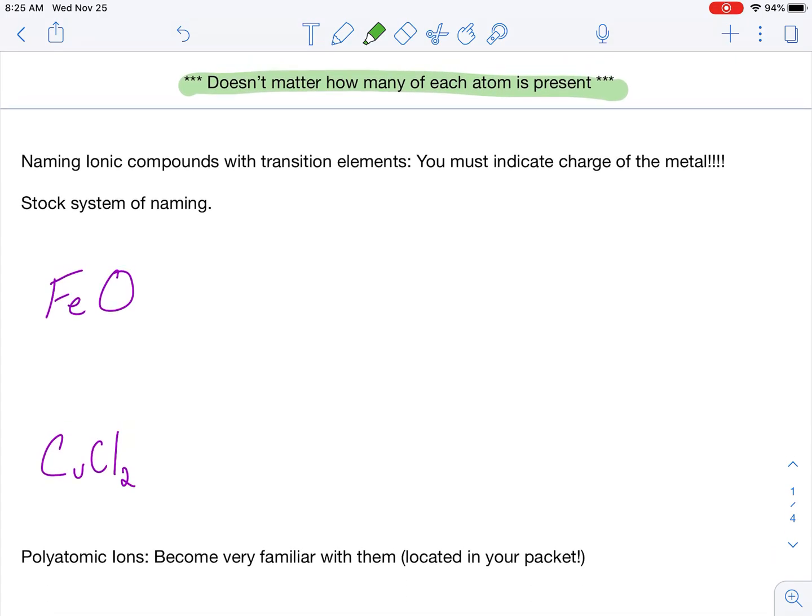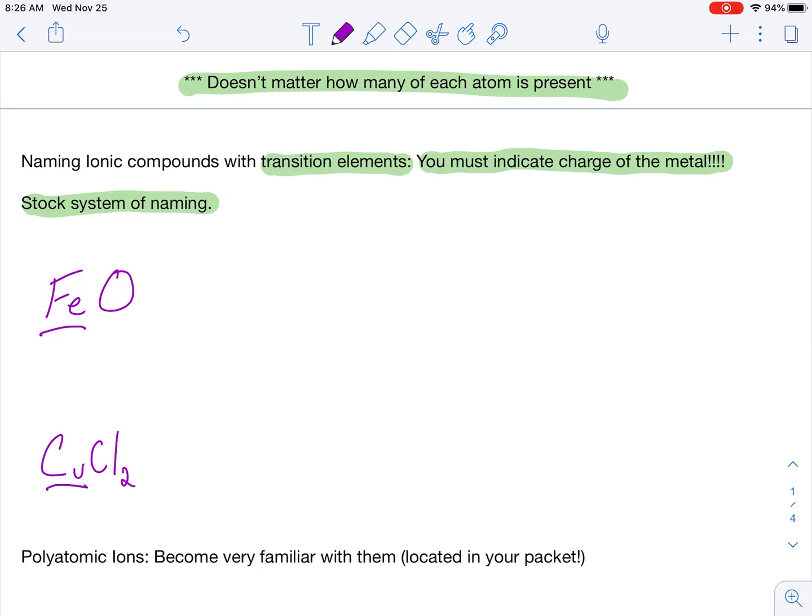Next, something a little bit trickier. Naming ionic compounds with transition elements. It says here I must indicate the charge of the metal. I use the stock system of naming. What I mean by that is I have iron and copper here. Iron and copper don't have a predictable charge. Their charge can actually change. Iron can be 2+ or 3+. Copper can be 1+ or 2+.